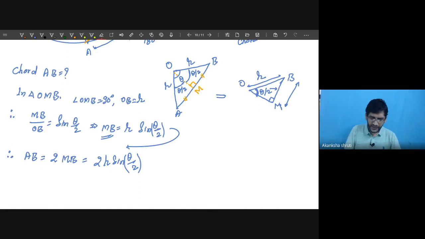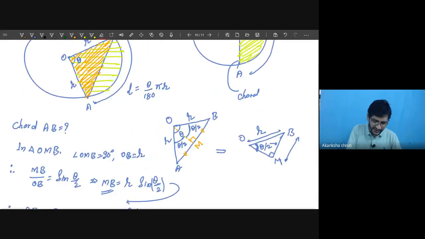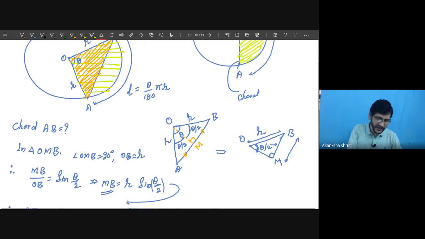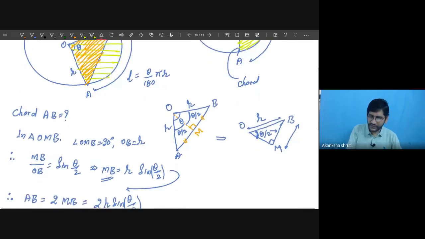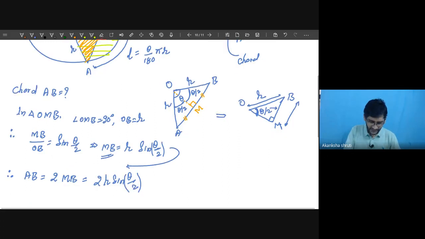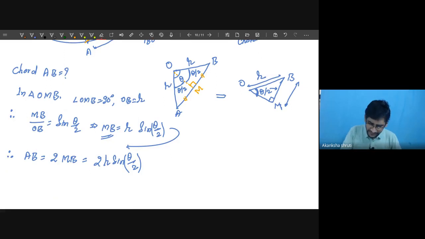Now, if we are interested in calculating the area of triangle AOB, we need to calculate the perpendicular as well. That perpendicular OM can also be calculated. How? Take OM by AB, meaning the base by the hypotenuse, as sine of theta by 2. Just substitute it and you can get it.